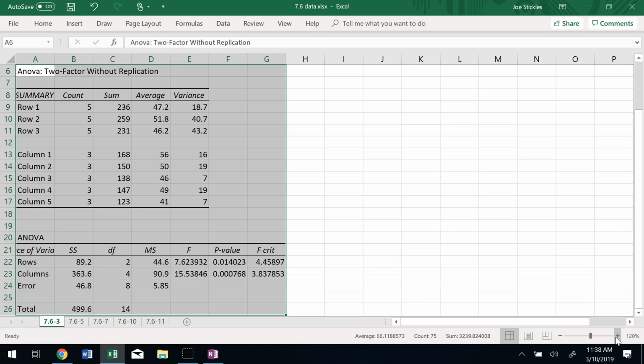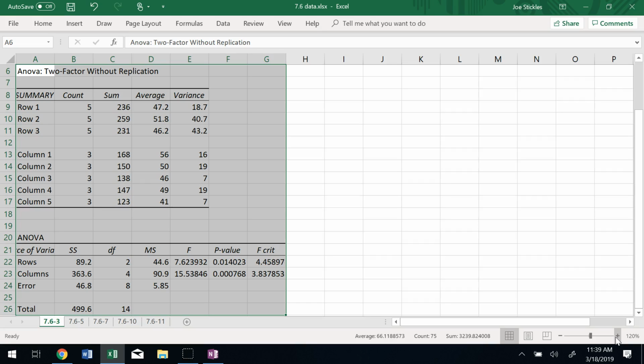If you were looking up numbers in the table, you would need those, right? The MS is your mean square error. Remember, you take your sum of squares and divide it by the degrees of freedom. So the MS column is just the SS column divided by the DF column. Okay, that's all this is. You can check the numbers real quick.